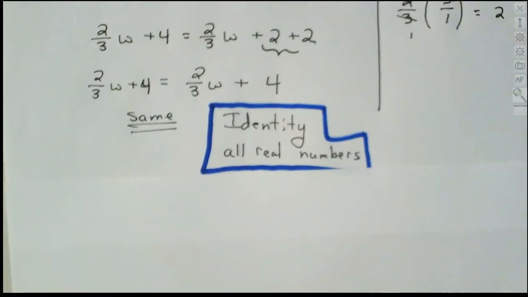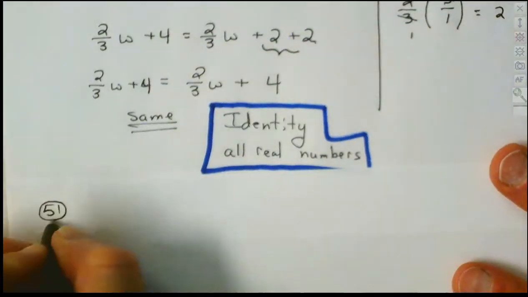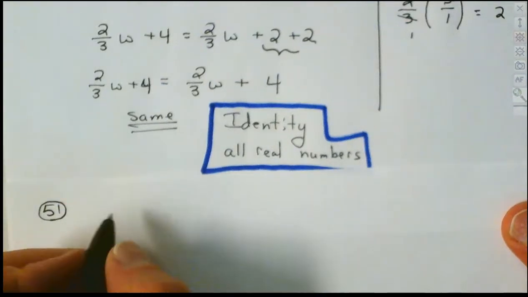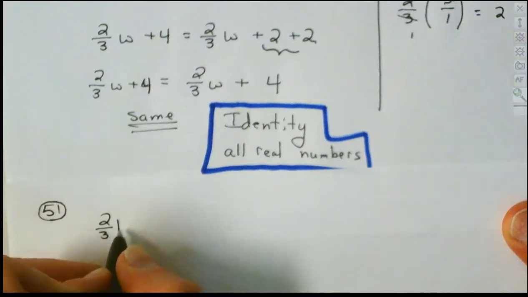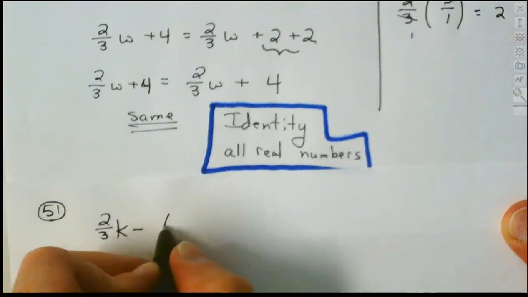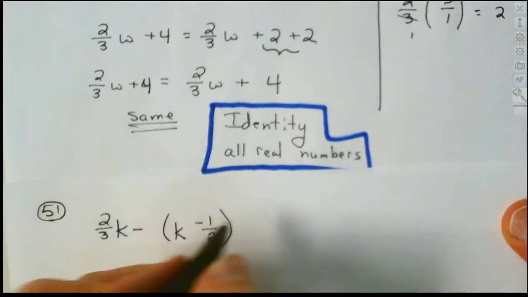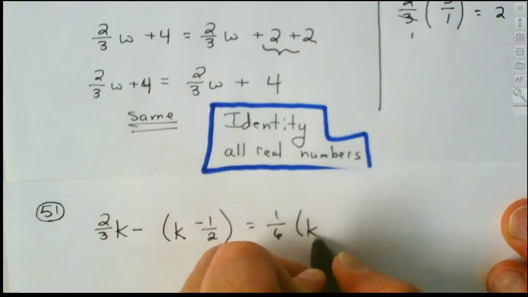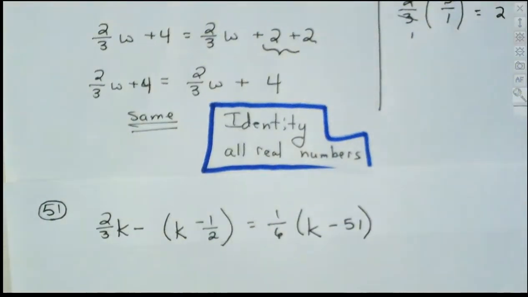Let's look at 51. So question 51, we've got 2/3 k minus (k minus 1/2) equals 1/6 times (k minus 51). So this is what we've got.